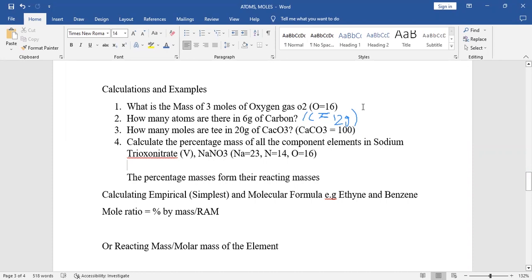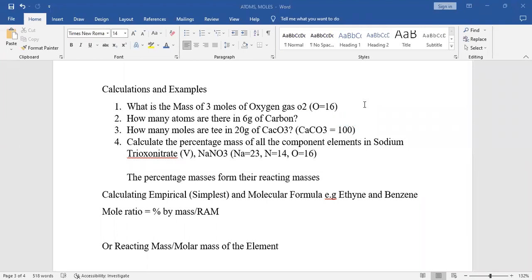If 12 grams will give you 6.02 times 10 to the power 23, 6 grams will be what? Half of that. So you just divide 6.02 times 10 to the power 23 by 2, and you get your answer. All right? Great. So let me undo this.